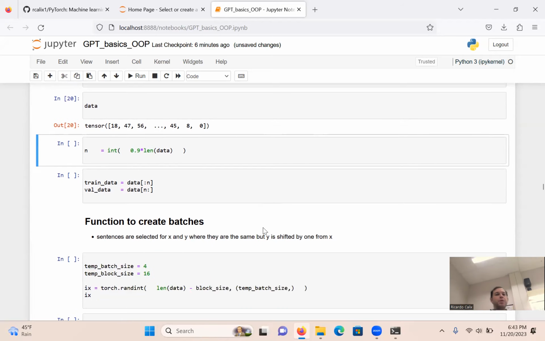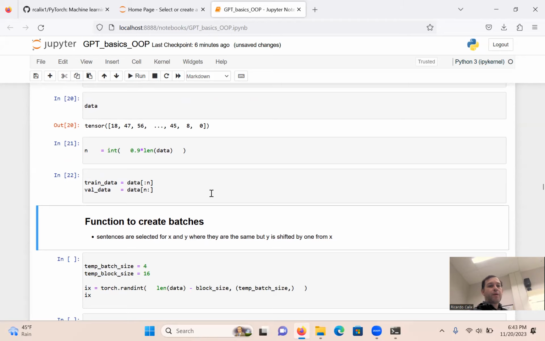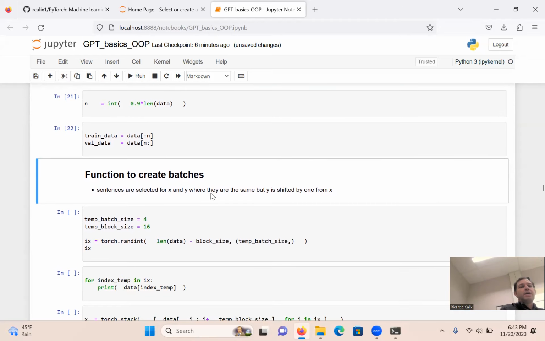Now I'm going to split this data because I'm going to have some of it for train, some of it for test. So I'm going to go ahead and do that. And I've created now my train and my validation sets.